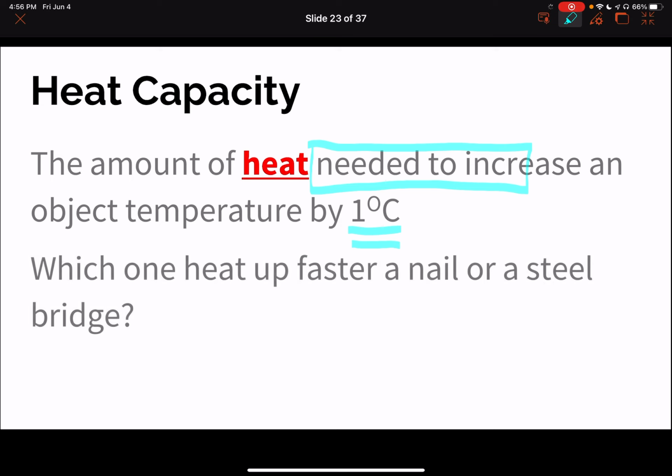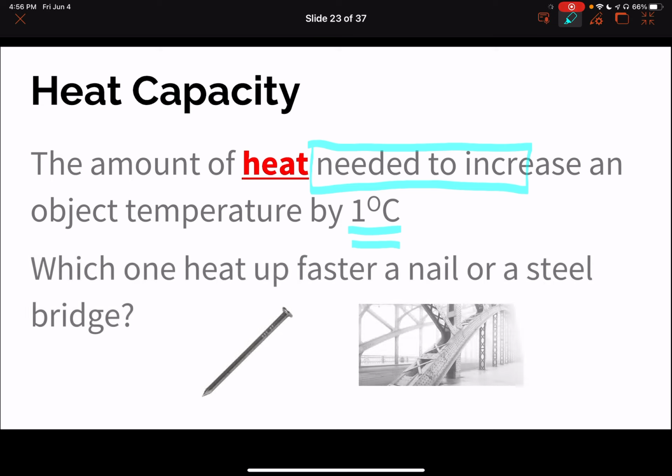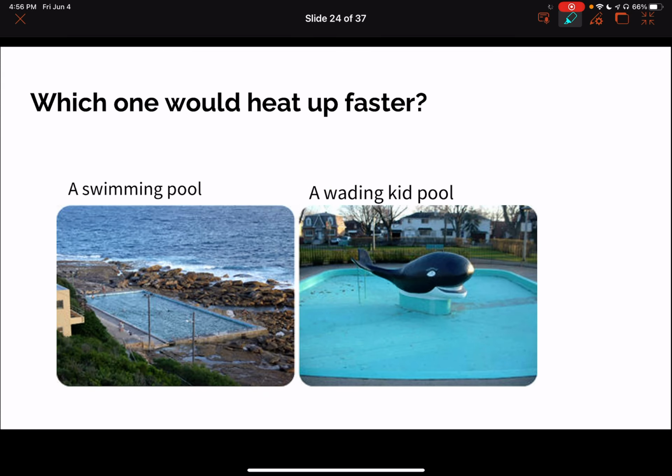So which one would heat up faster, a simple nail or a steel bridge? If we keep in mind that it's mass dependent, we would see that the nail would heat up faster than the steel bridge because it is a smaller amount. Now, which one would heat up faster, a swimming pool full of water or a wading kiddie pool? We would see that the kiddie pool would heat up faster because there's a smaller amount compared to a full Olympic-sized swimming pool. The same thing if we compared the ocean to a pool.